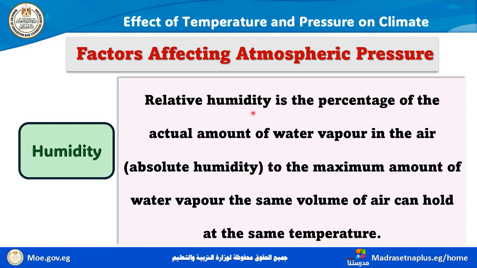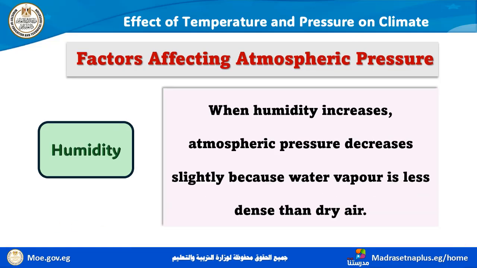So the relative humidity is the percentage of the absolute humidity to the maximum amount of water vapor the same volume of air can hold at the same temperature. When humidity increases, atmospheric pressure decreases slightly because water vapor is less dense than dry air. So as the density decreases, the atmospheric pressure also decreases.